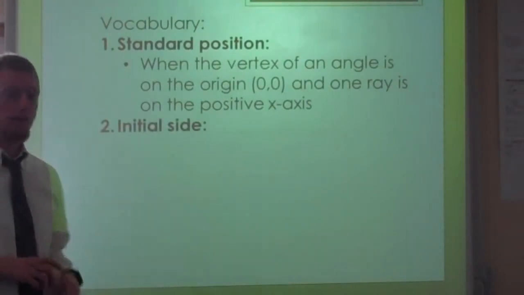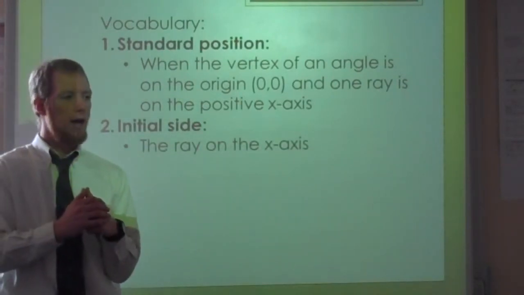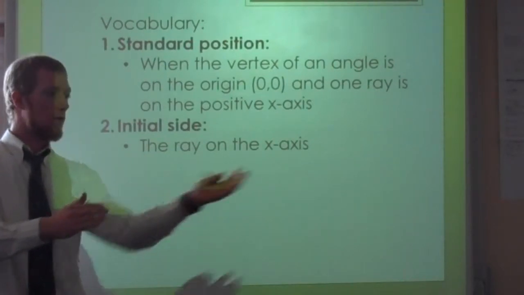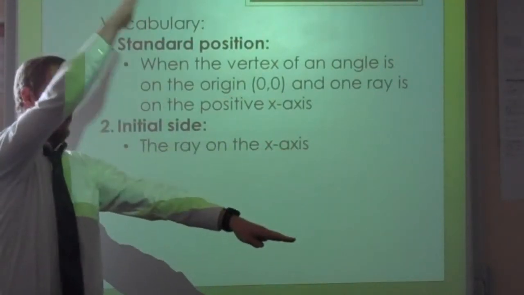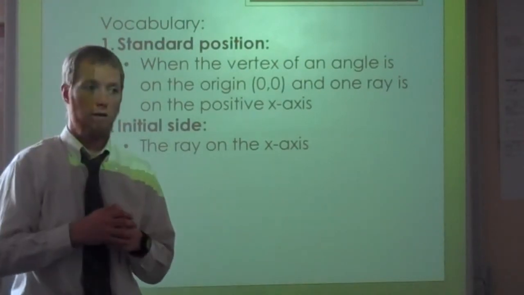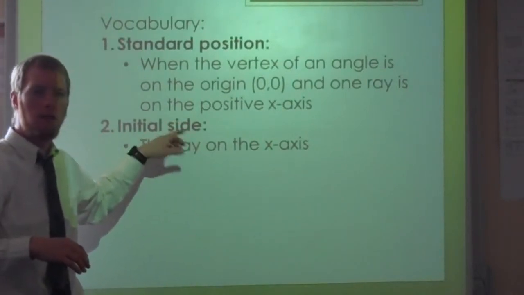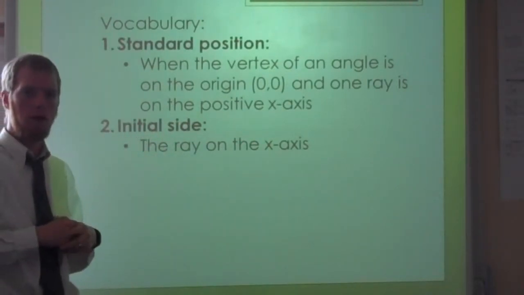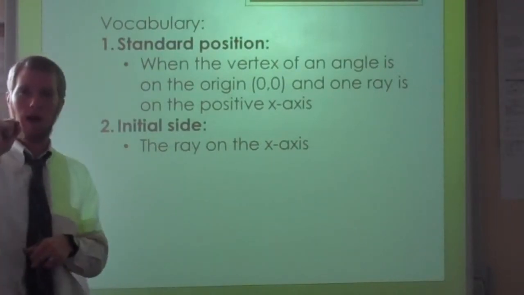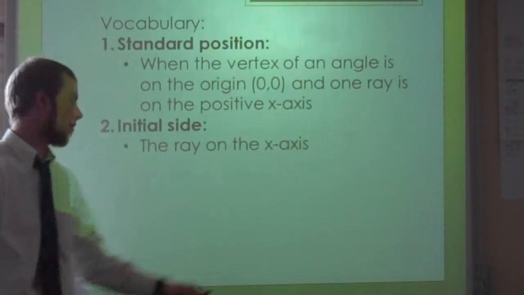The initial side. The initial side is the ray on the x-axis. So if you think about an angle, you're going to have two rays. One here, maybe the other is over here, kind of depends on the angle. Initial means first, right? The first ray must be drawn with a dot on the origin and an arrow out in the positive x direction.